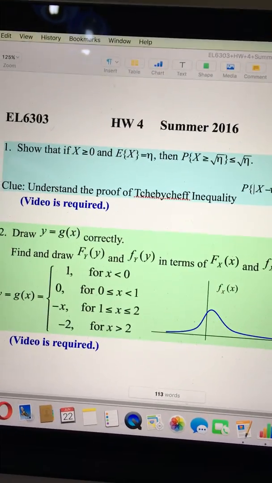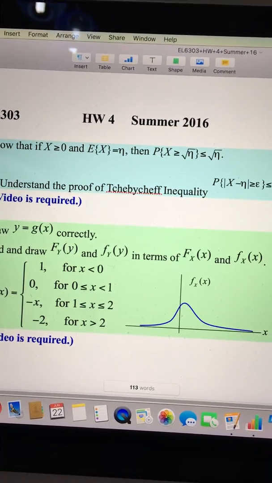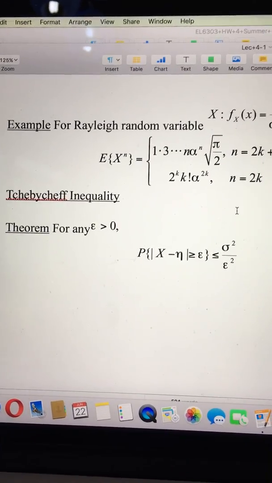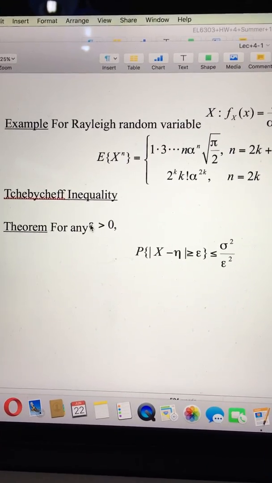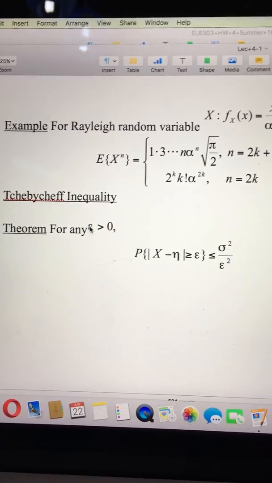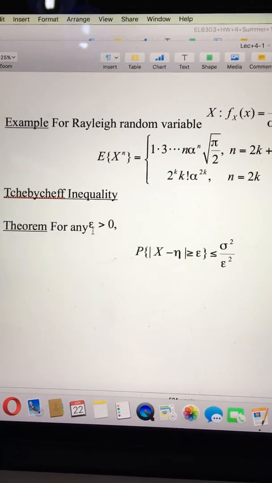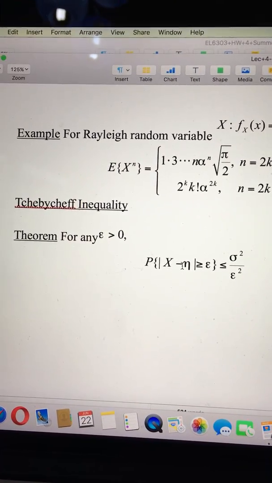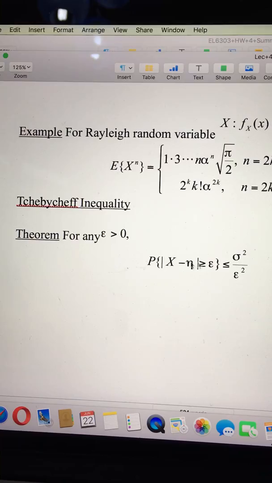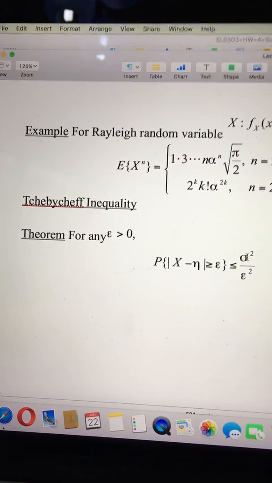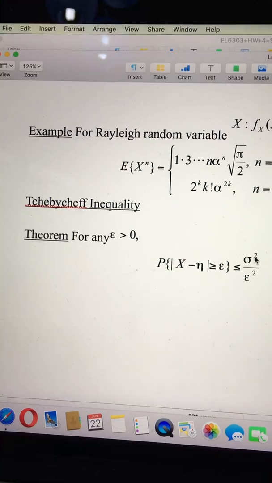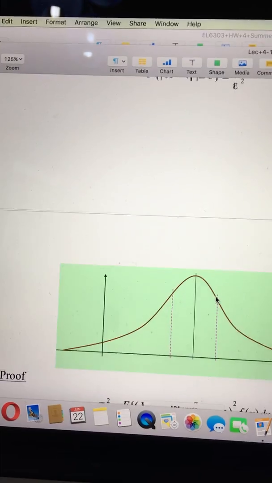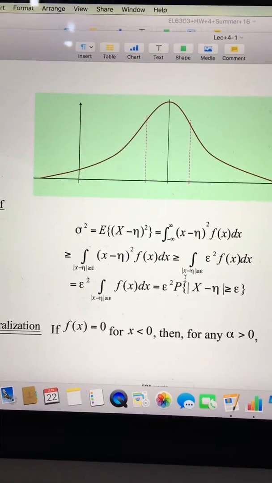So we can first see the proof of the Chebyshev inequality. Let's say the theorem: the Chebyshev inequality tells us that for any epsilon bigger than 0, the probability of big X minus eta being larger than or equal to epsilon is less than or equal to sigma square over epsilon square. We can see how it is proved.